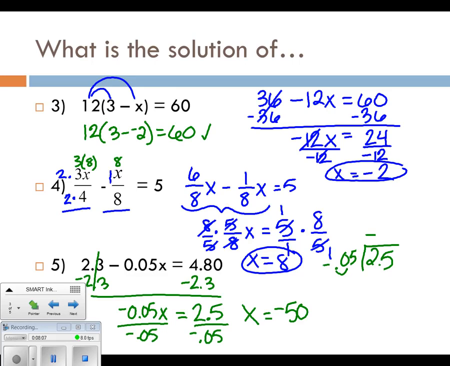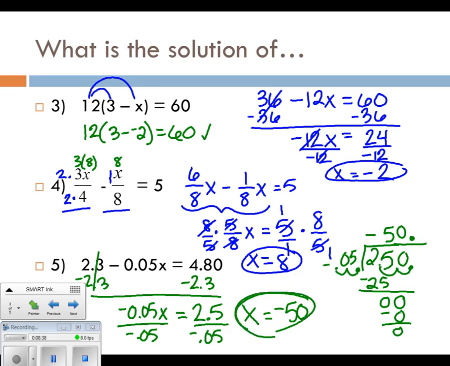If I move the decimal over twice here, I have to move the decimal twice here. Put a 0. My decimal goes right above where it was in the problem. So now I'm looking at 250 divided by 5. 5 goes into 25 5 times. 5 times 5 is 25. 5 goes into 0 0 times. 5 times 0. Remainder of 0, so there's where we get our negative 50.